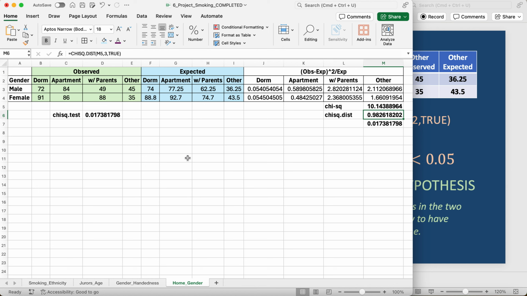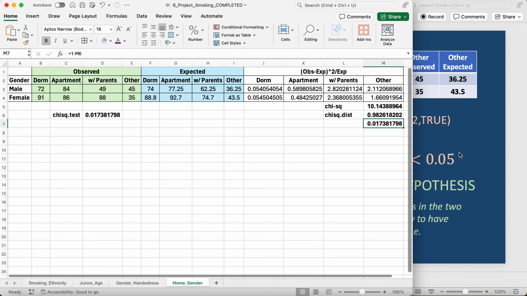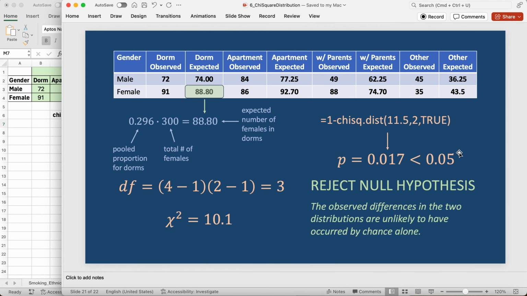So why is it 3 degrees of freedom? We have two categorical variables. This one has 4, so 4 minus 1. And this one has 2, so 2 minus 1. So 4 minus 1 times 2 minus 1 gives me 3. And then the chi-square distribution is the left tail probability. Subtract it from 1 to get the right tail probability. That's our p-value. And so those numbers match. It's a p-value of 0.017.